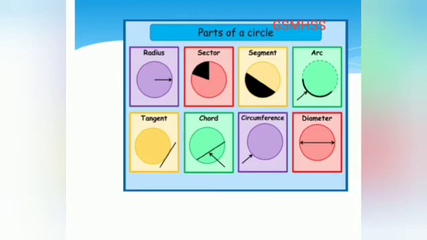Next you have the arc. A curved part drawn on the circle is called an arc, and its length is the arc length. Next, tangent. A tangent is a line that touches the circle at any one point. Circumference is the boundary of the circle. Diameter is the line segment passing through the center point.